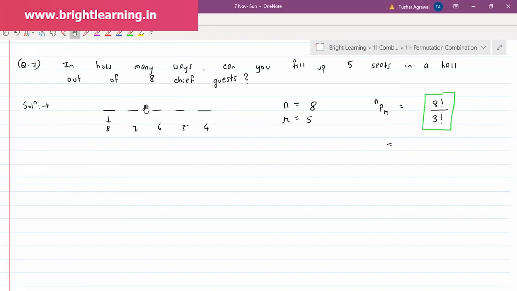Now the question comes: out of 8 chief guests, in how many ways can you pick up a team of 5, that is, how many different teams of 5 chief guests are possible? Sir, if you give me the answer for the number of teams, I can give you the number of arrangements. I'm giving you the hint for the next class.